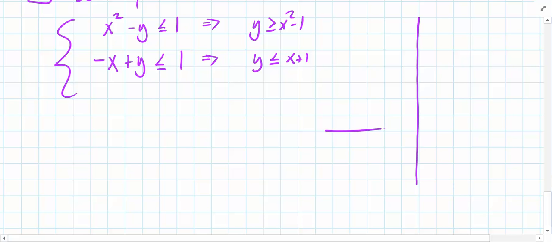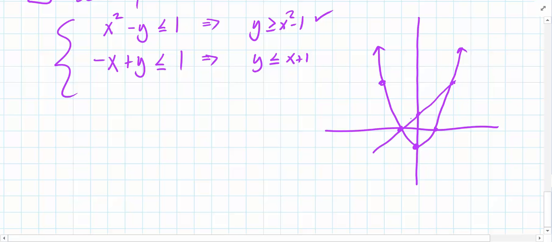If I was going to graph this one, my parabola, I go down 1 unit, then up and over, 1, 2, 1, 2, 3, 4, 1, 2, 1, 2, 3, 4, and that would be a solid line. And then this would be a line: I start at 1, and then the slope is up 1 over 1. So I'd have a solid line that would look like this.